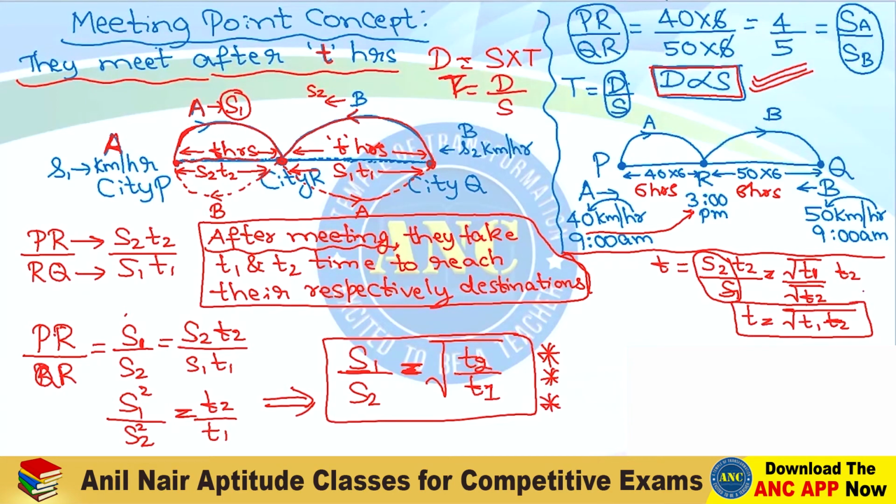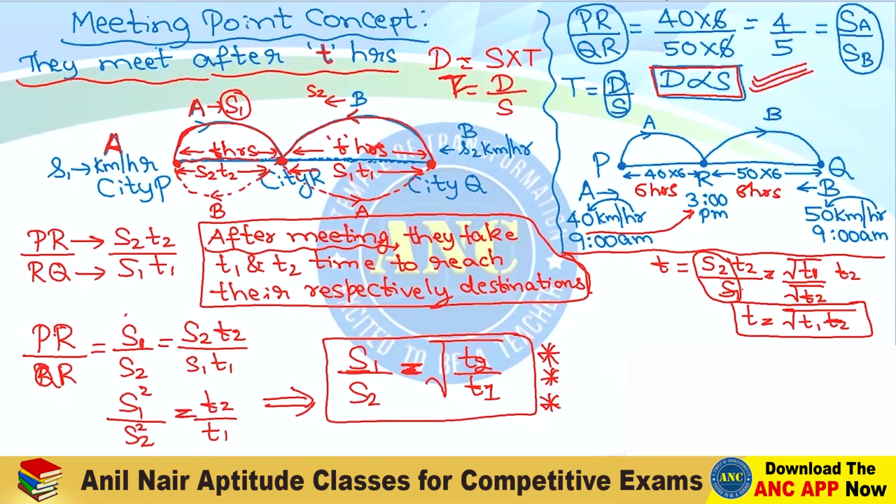That means the time taken before the meeting, that means A has traveled from P to R. How much time did A travel from P to R? He has taken a time of root of T1 into T2. Similarly, B has traveled from Q to R before they met. How much time has B traveled from Q to R? He has also traveled for a time period of root of T1 into T2.